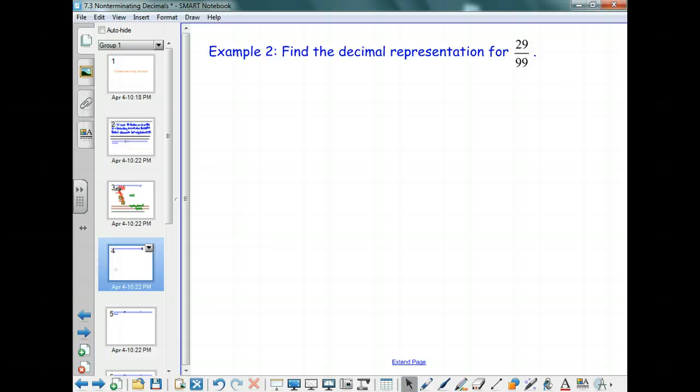We've got the number 29 over 99, and we're supposed to write it as a repeating decimal. Okay, so what are we going to do? Divide. What goes where? 99 goes under. 99 goes on the outside. So I think I need to add some decimal, right? You're welcome to use your calculator to figure out how many times it goes in. How many times will 99 go into 290? It will go in twice.